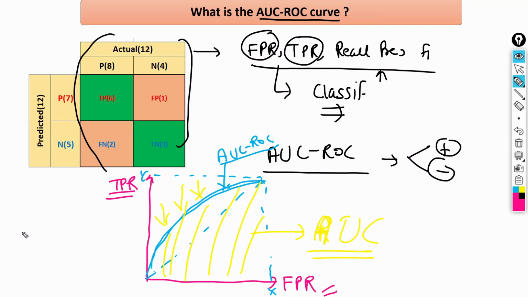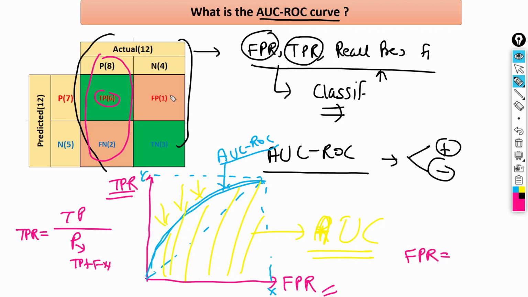As you know, what is the formula of the true positive rate? TPR is TP divided by all the positive values, P, where P is equal to TP plus FN. And what is the formula of the false positive rate? FPR is FP divided by all the negative values, N, where N is equal to FP plus TN.